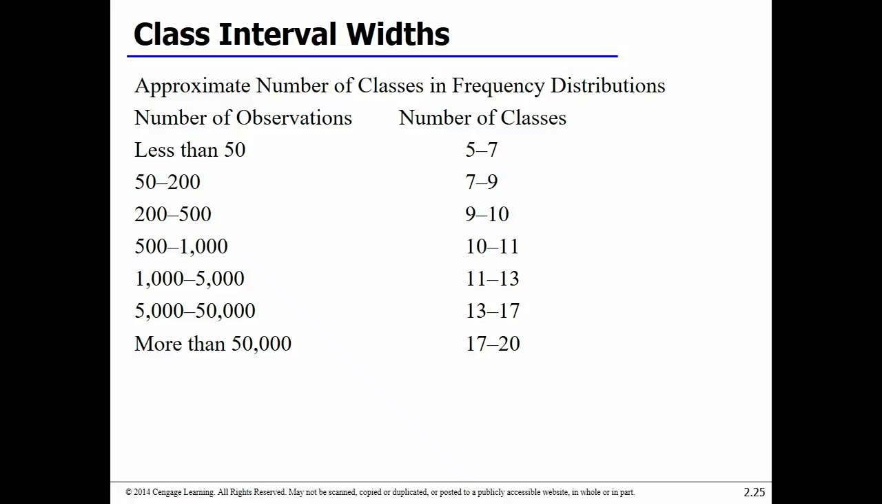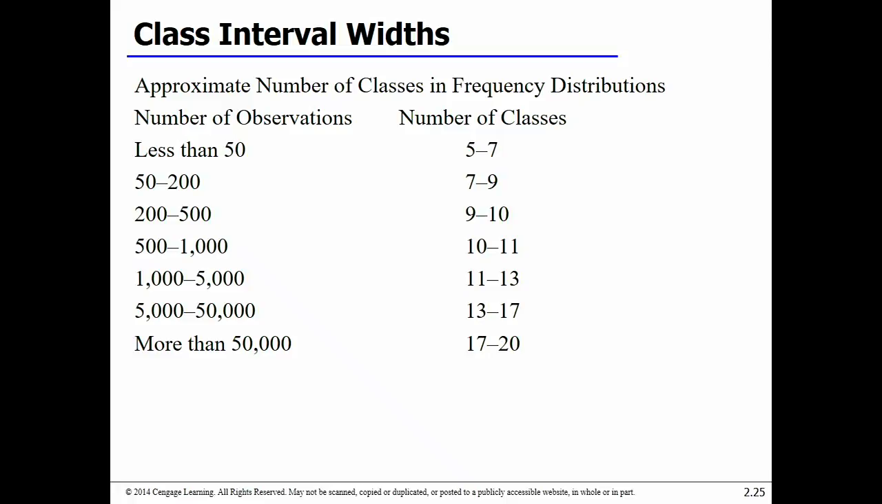200. So it's telling me we should have somewhere, 50 to 200, 7 to 9 classes. And 200 to 500, somewhere between 9 and 10 classes. So it's telling me you should divide this data up into either 7, 8, 9, or 10 classes. Okay, that's what it's telling me. Around 7 to 10 classes.